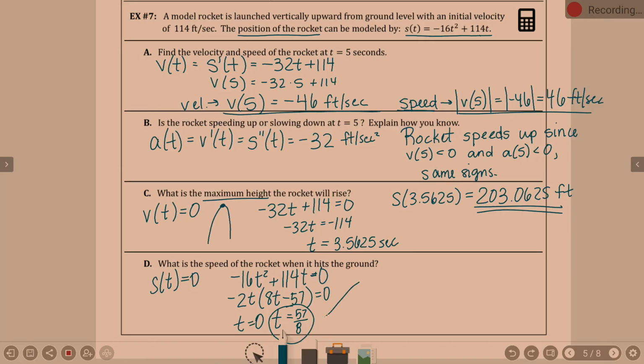What's the speed of the rocket? How do I find speed? Absolute value of the velocity of 57/8. Which works out to be a familiar number. Negative 114. Except we're doing the absolute value, so positive 114. Okay.